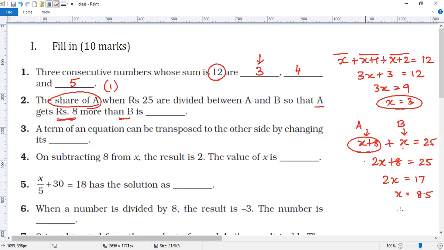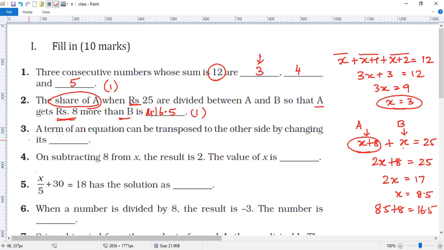And the share of A is asked in the question. So what is the share of A? It is 8.5 plus 8. How much is it? 16.5 rupees. So the answer for this one is 16.5, and in rupees you have to write it, because here they have given it in rupees. In the answer also you have to write it in rupees if it's a fill in the blanks. In MCQs, you need not bother about the units. So this carries 1 mark if you have written 16.5 as your answer. If you give any other answer, it's wrong. You don't get the complete 1 mark.